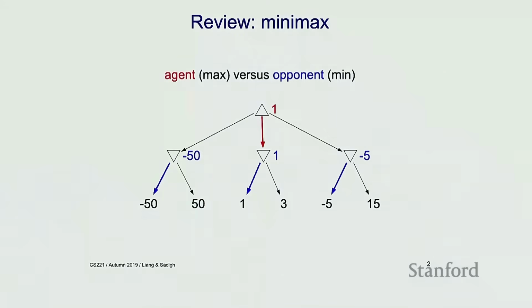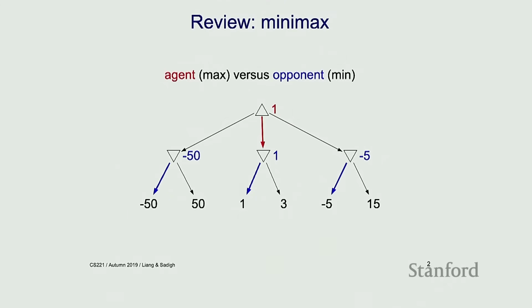All right, so let's do a quick review of games. So last time we talked about having an agent and opponent playing against each other. We were playing for the agent, and the agent was trying to maximize their utility. The example we looked at was the agent is going to pick bucket A, bucket B, or bucket C, and then the opponent is going to pick a number from these buckets. They can either pick minus 50 or 50, 1 or 3, or minus 5 or 15.